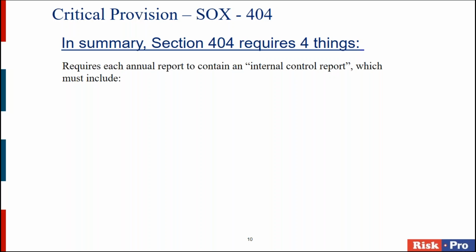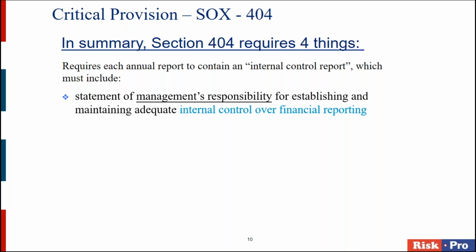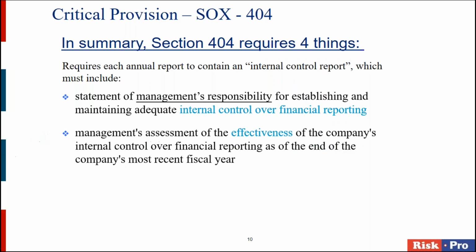In summary, section 404 requires four things. One is the statement of management's responsibility for establishing and maintaining adequate internal control over financial reporting. This is very critical. Two, management's assessment of the effectiveness of the company's internal control for financial reporting as of the end of the company's most recent fiscal year.